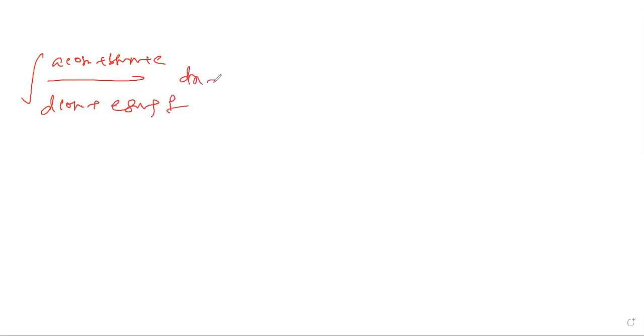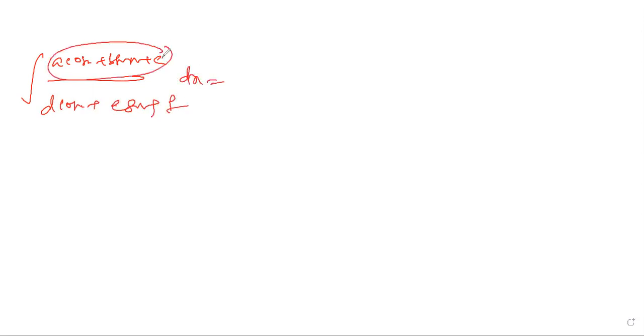Okay, in the previous classes we have discussed the different methods, model 1, model 2, model 3, like that. In the last class we discussed the methodology for (a cos x + b sin x + c) / (d cos x + e sin x + f). For this I told you the method.